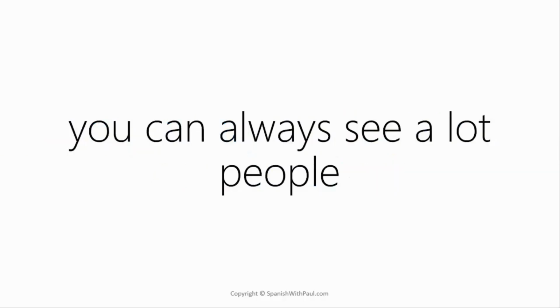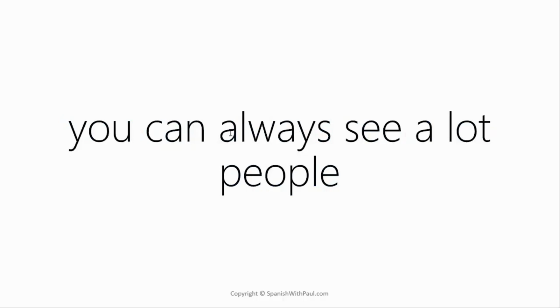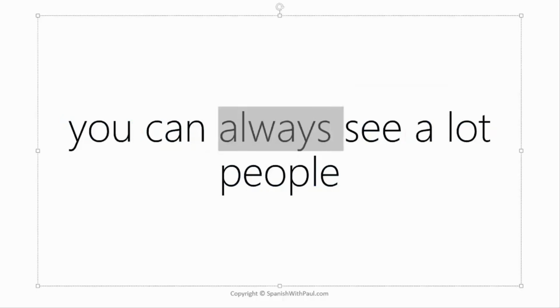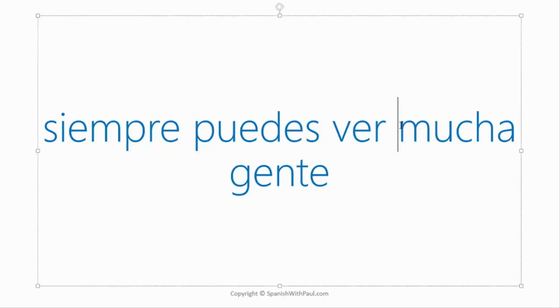Now try to say, you can always see a lot of people. Siempre puedes ver mucha gente. So here again in English, we put always more towards the middle, where in Spanish, they put it way up front. Always you can see, siempre puedes ver, then a lot of people, mucha gente.